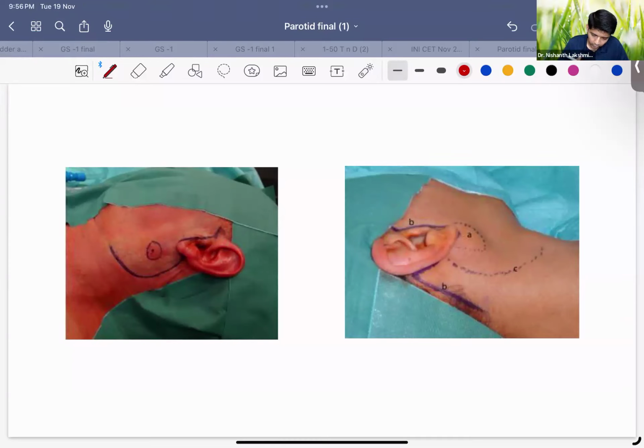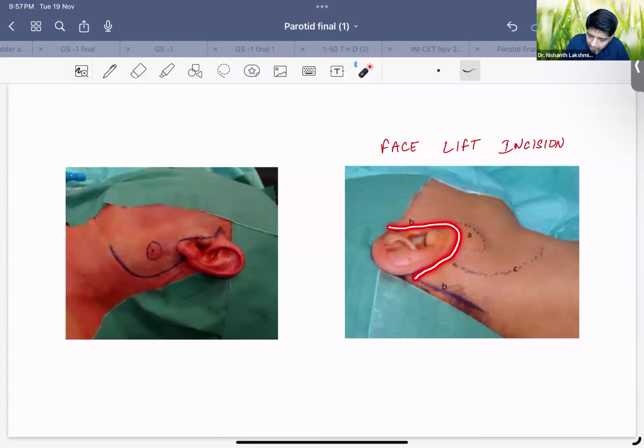Moving ahead, this is the conventional modified Blair incision. You can see they've gone up and they've come down. Nowadays, they're saying, why do you even want to have this part of the incision in a cosmetic area? So they've come up with what we call the facelift incision. In this incision, you come in front and go back and run just adjacent to the hair all the way at the back.